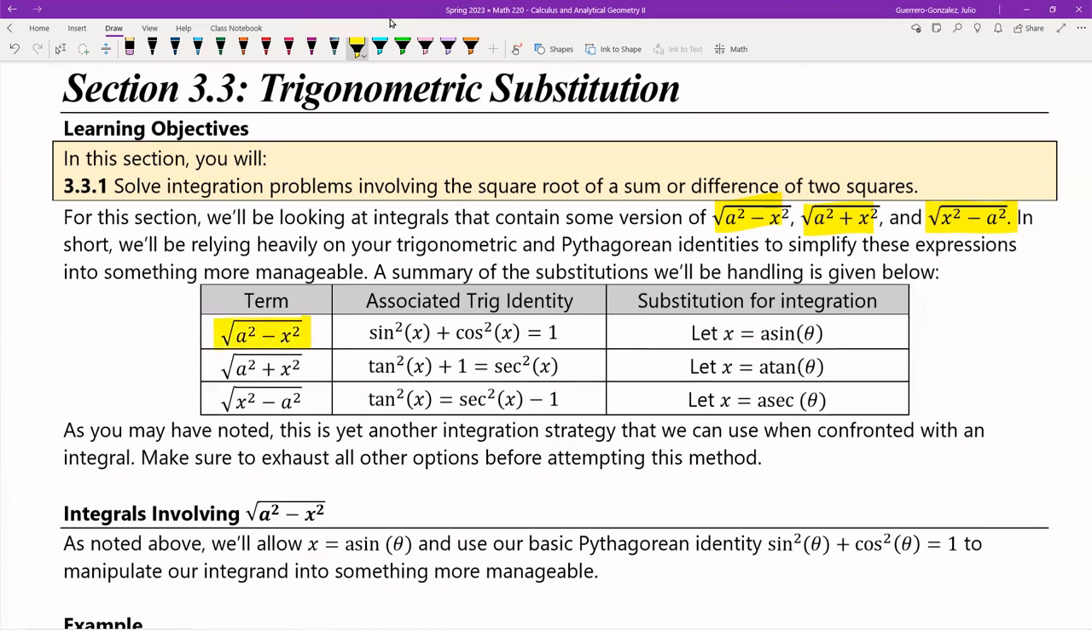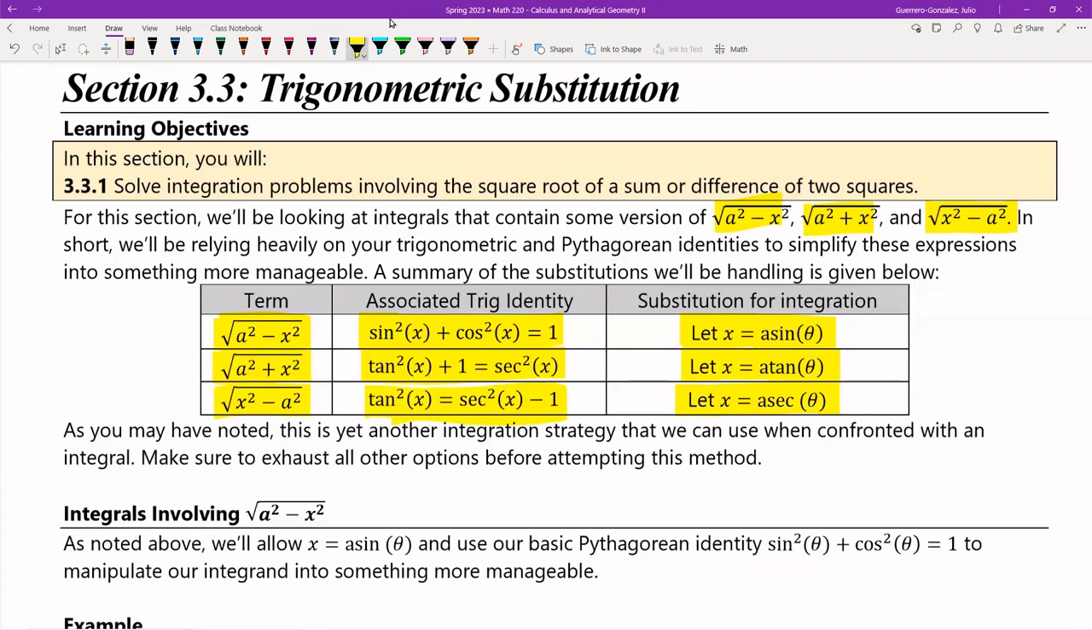So if you see anything that looks like this, the associated trig identity that we're going to be using is this one, sine squared plus cosine squared is equal to 1. And the substitution that we're going to have to do is this right here: let x equal a sine theta. If you have anything that looks like this, we're going to be using this one, which means we let x equal a tangent theta. And if we have anything that looks like this, we need that identity, and we're going to let x equal a secant theta.